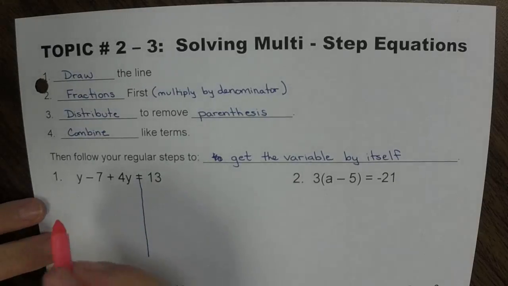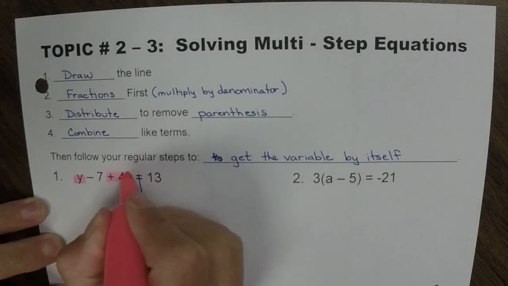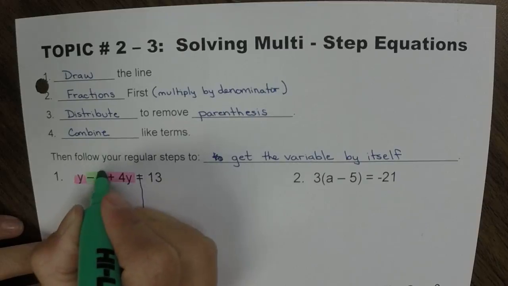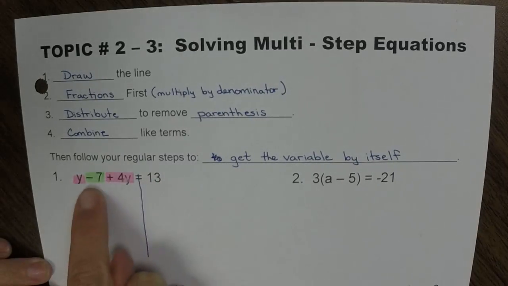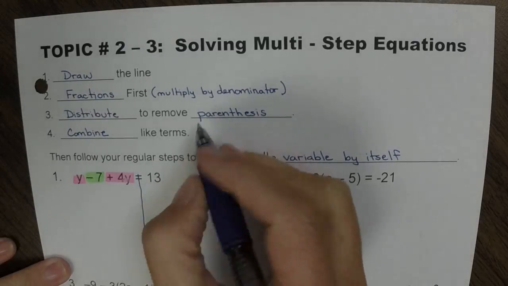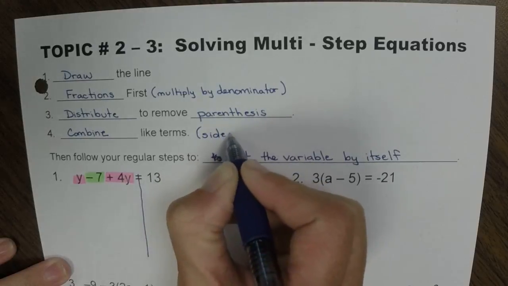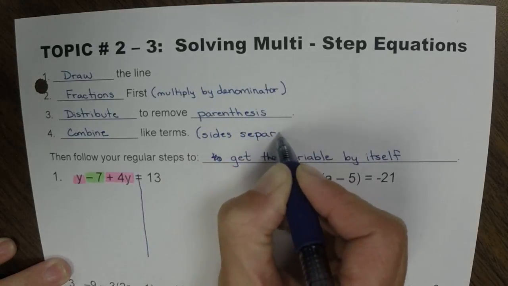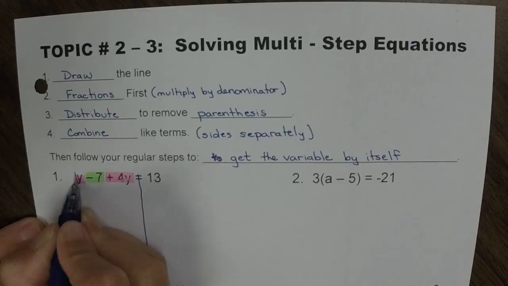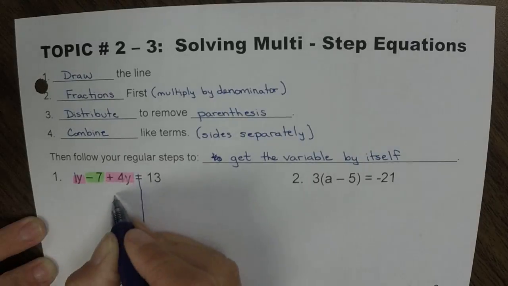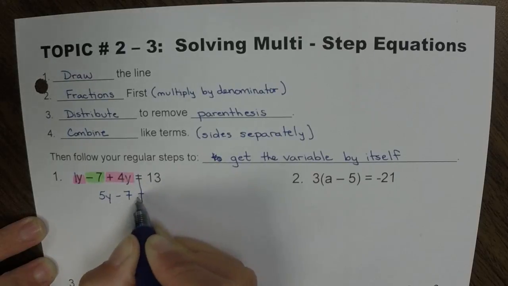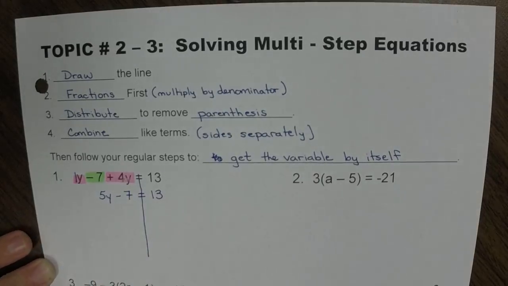So if I go ahead and highlight my like terms, I have a y and a plus 4y, and then I have a minus 7. Now, this does go with this, but because it's not on the same side, we're not going to combine like terms. So you might write up here that this is sides separately. So then this is a 1, so I have 1y plus 4y, which is 5y. And then I have the minus 7 that would go by itself. And then I still have the 13 on this side of the equation.